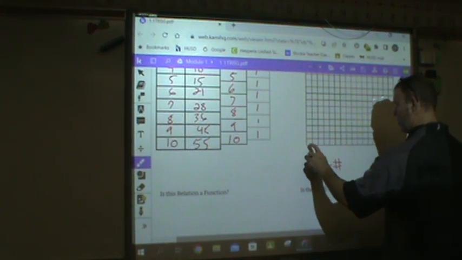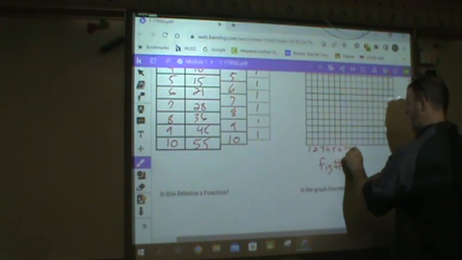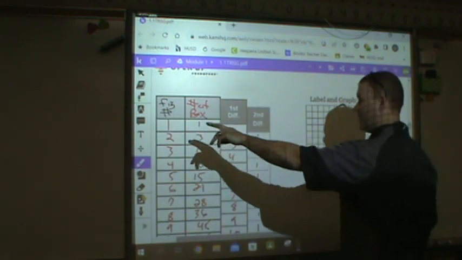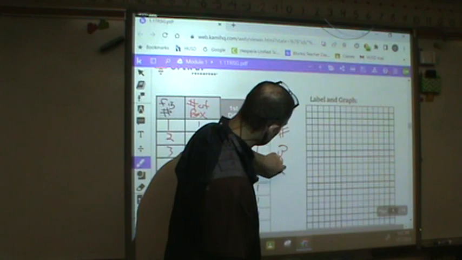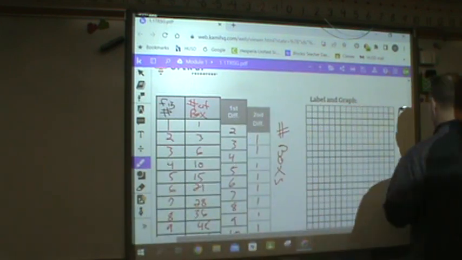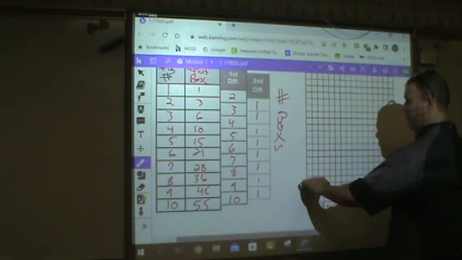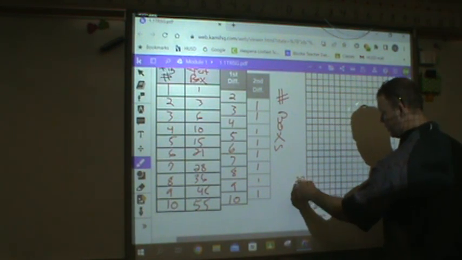Okay, so my figures are numbered 1 through 10. So 1, 2, 3, 4, 5, 6, 7, 8, 9, 10. And then what does my y represent? My y represents number of boxes, right? So how do I input my number of boxes here? Do my boxes go by 1, 2, 3, 4, 5? Do I go by 5, 10, 15? I think we went by 10, 20, we skipped.